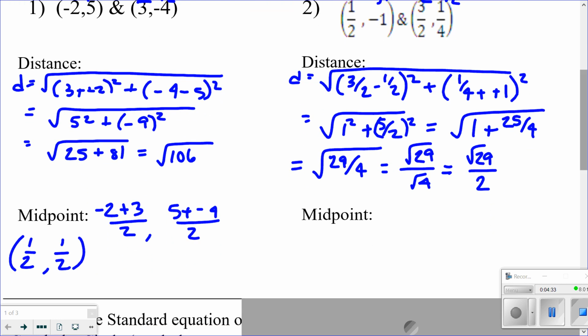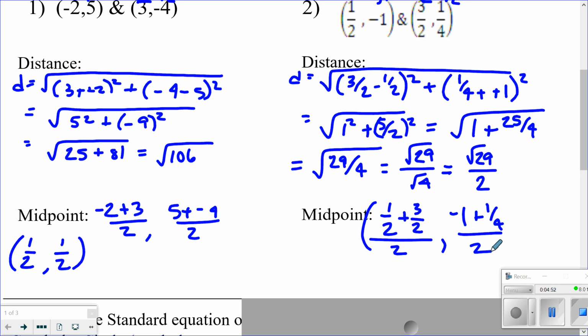All right, midpoint, we're going to add our x's. So my x values are 1/2 and 3 halves. And then we have to divide by 2. And then our y values are negative 1 plus 1/4. And divide those guys by 2. Okay, to our x's, 1/2 plus 3 halves is 4 halves, which is 2.